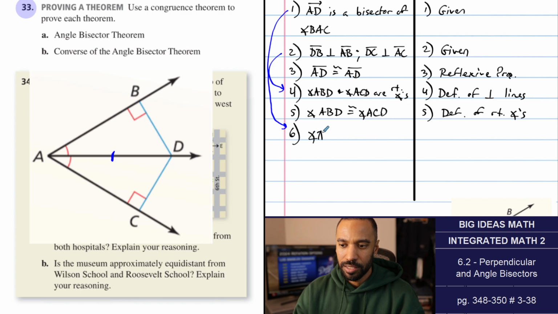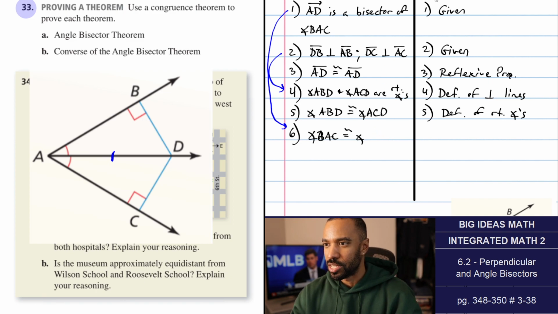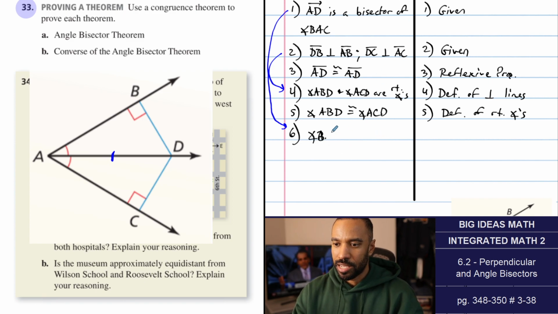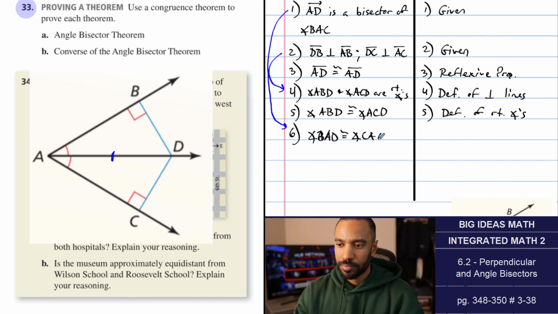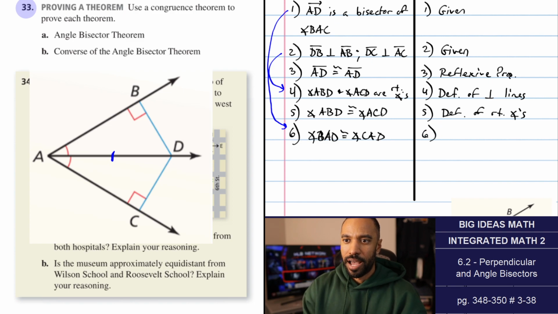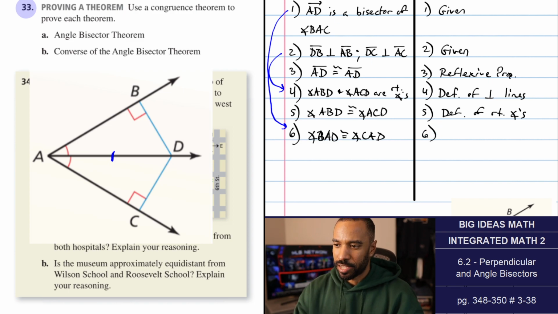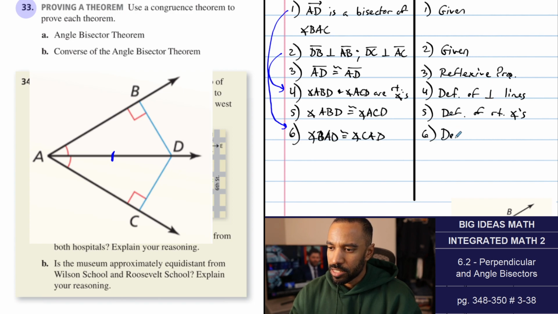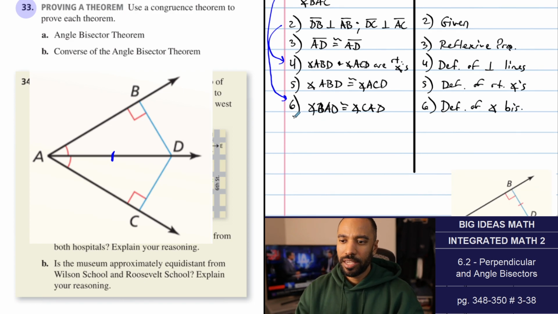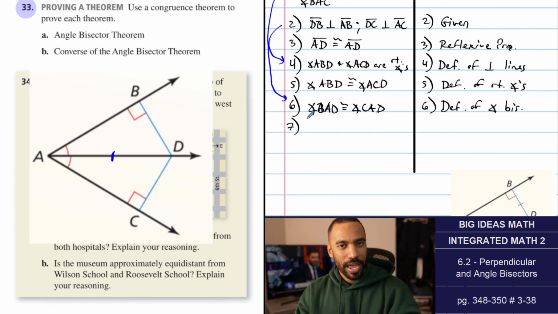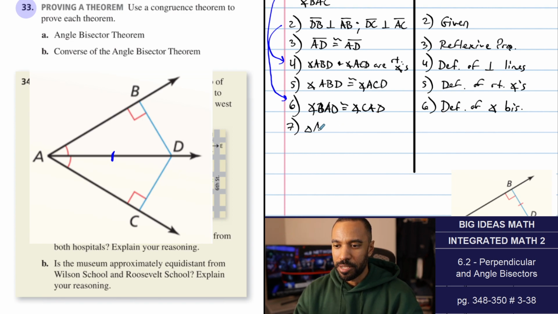Angle BAC is congruent to angle, not BAC, BAD. BAD, the little guy, is congruent to angle CAD by definition of angle bisector. Trying to see my time. Definition of angle bisector. Now I can do my triangle congruence statement. I was way off. Triangle ABD is congruent to triangle ACD.